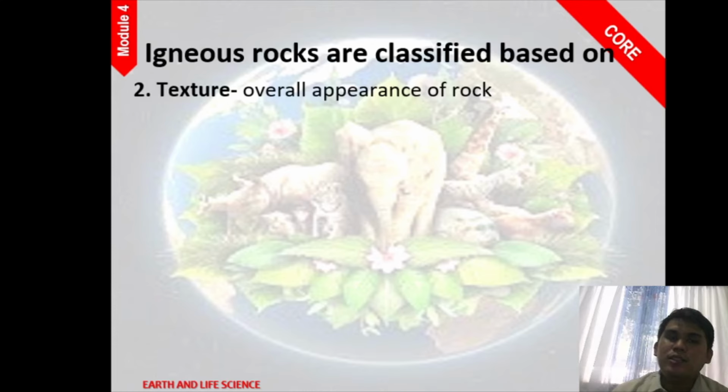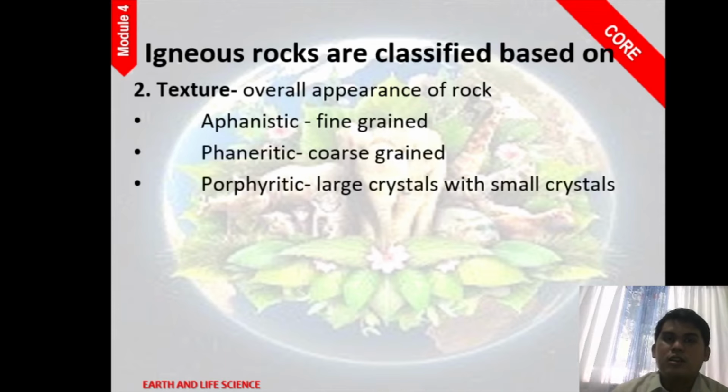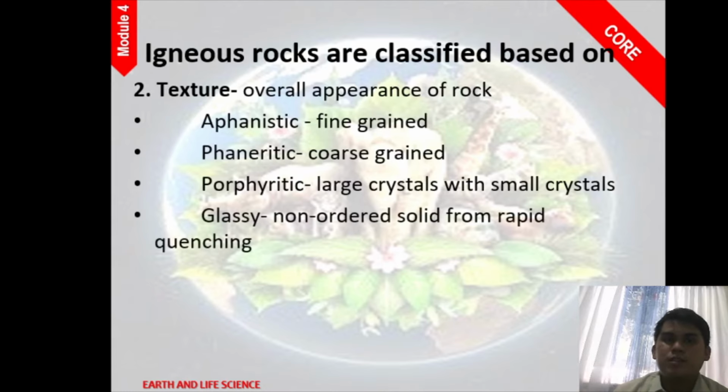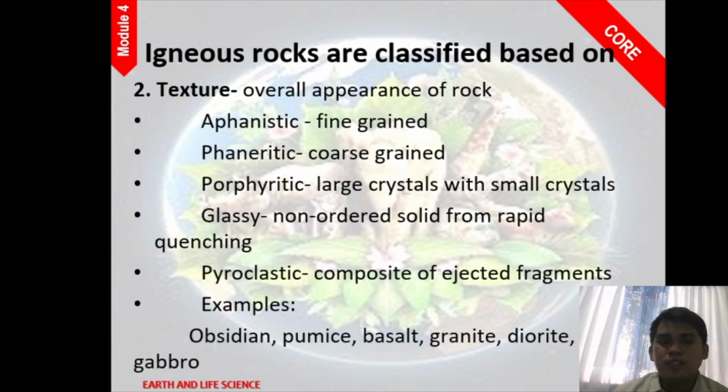It can also be classified based on texture, the overall appearance of the rock. If it is a fine grain, it is called aphanitic. If it is a coarse grain, it is called phaneritic. A porphyritic rock has large crystals with small crystals. A glassy rock is a non-ordered solid from rapid quenching. Pyroclastic is a composite of ejected fragments. Examples are obsidian, pumice, basalt, granite, diorite, and gabbro.